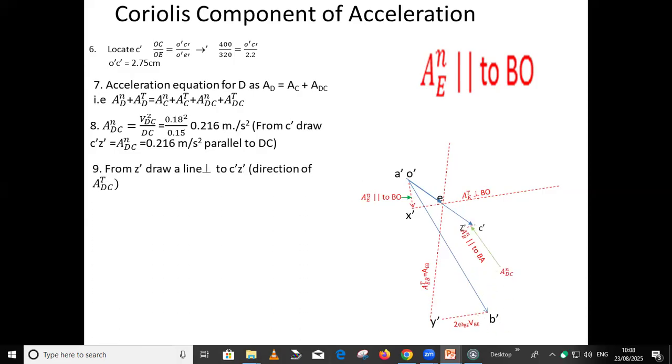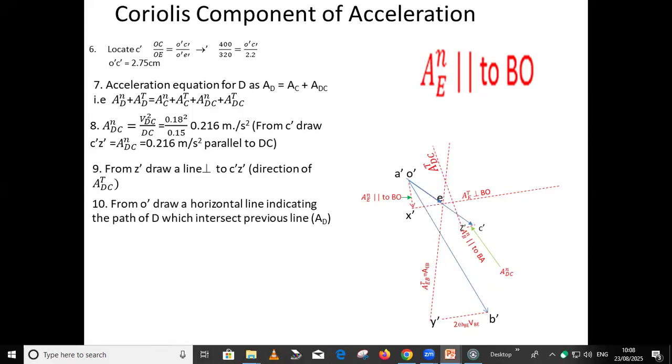Then from c dash we need to draw c dash to z dash line, to determine the position of D. That will be one perpendicular line. So one parallel line and one perpendicular line we need to draw for the CD line. And then we have to draw a horizontal line to define the point d dash. If we join that part, we get the d dash part. So just connect d dash and d dash. In this way, we can complete all these acceleration parts.